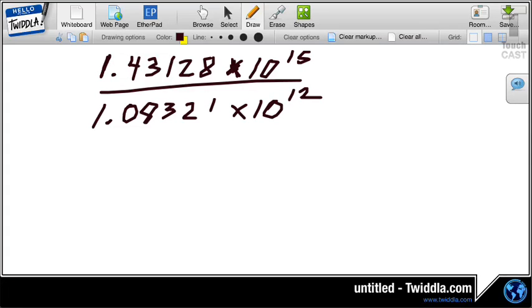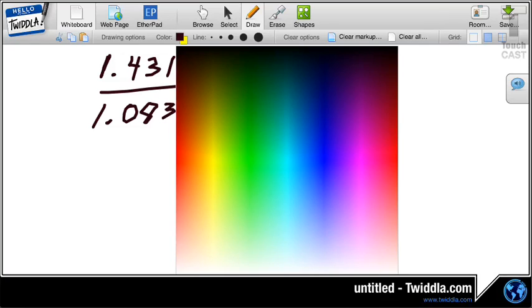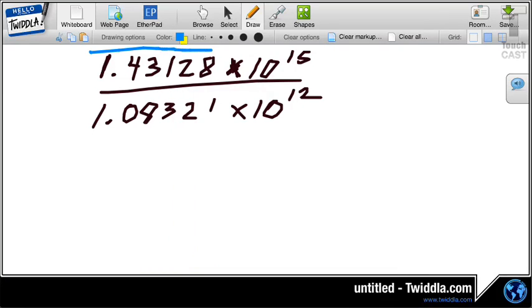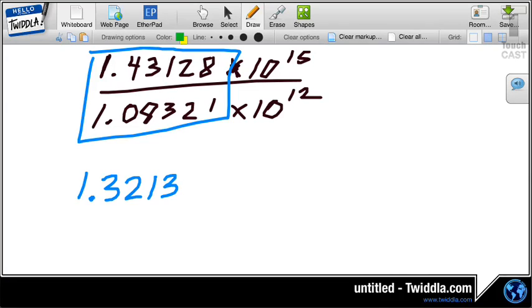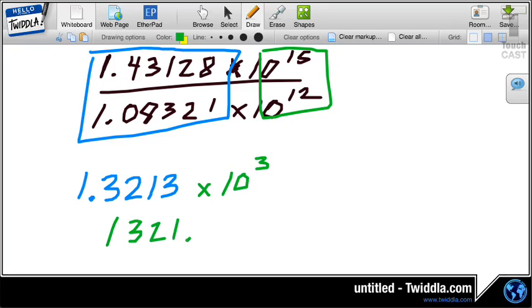This is just the quotient of powers. I need to subtract my exponents and divide the other numbers. When I divide the two constants in front, I came out with 1.3213. Let's do our exponent rules. Let's subtract these exponents. Got 10 to the 15th and 10 to the 12th. I'm going to be left with 10 to the 3rd. So this is bigger by a factor of 1321.3.